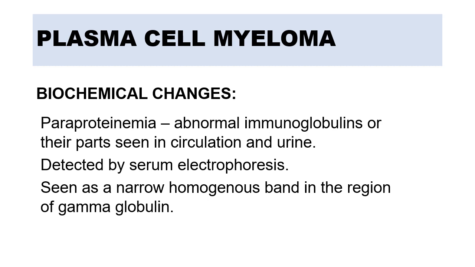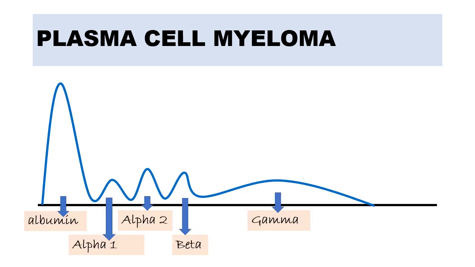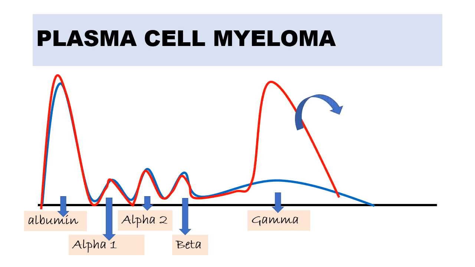Excess of paraprotein characterizes the disease. Paraproteins are abnormal immunoglobulins or their parts that are seen in circulation and the urine as well. This is detected by serum electrophoresis and is seen as a narrow homogeneous band within the region of the gamma globulin. This is a demonstration of the electrophoretic band. First and foremost is the albumin peak, followed by an alpha 1 peak, alpha 2 peak, the beta region, and the gamma peak. In a case of multiple myeloma, as we saw, there is a peak in the gamma region which corresponds to the M band.